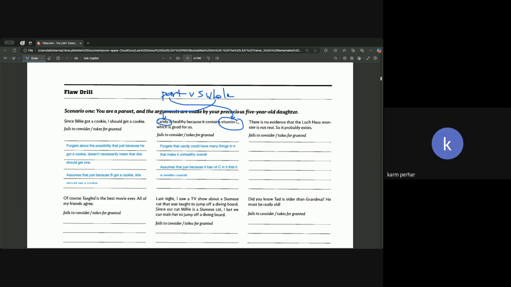Like an advertisement, like, if this mascara makes your lashes look longer, would that work? Yeah, so just because it does, what are they ignoring? Not everyone's lashes will do the same thing. Is that necessarily part versus whole, do you think? Or is that different?